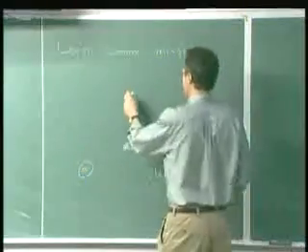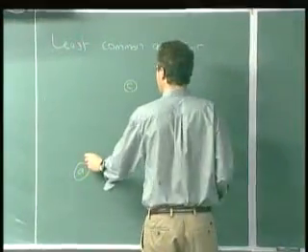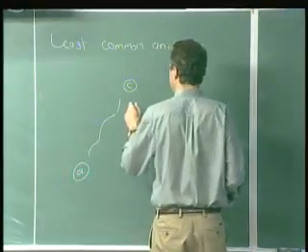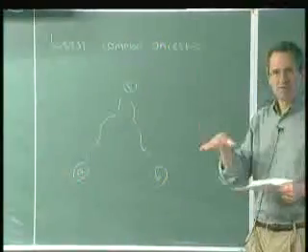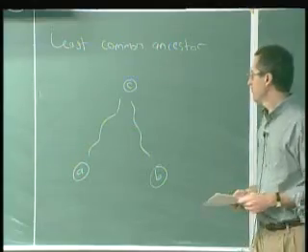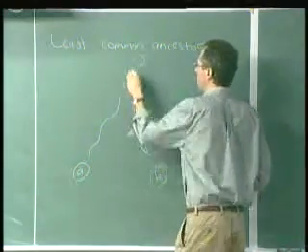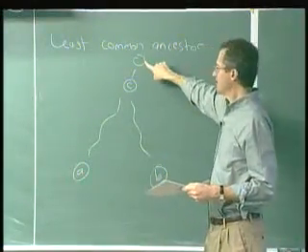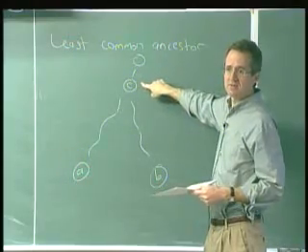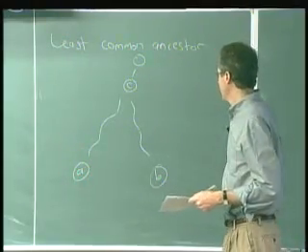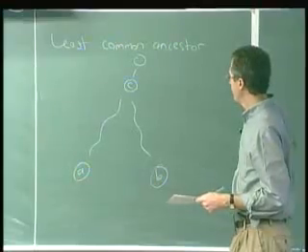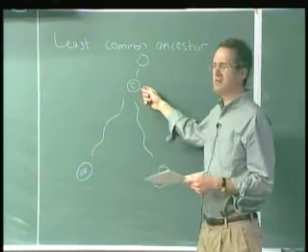So the least common ancestor is that node C that, if you walk the path, is the lowest node in the tree that's the ancestor of both of them. So any one up here, for instance, is not a least common ancestor. This one is. In genealogy, it's called the most recent common ancestor.